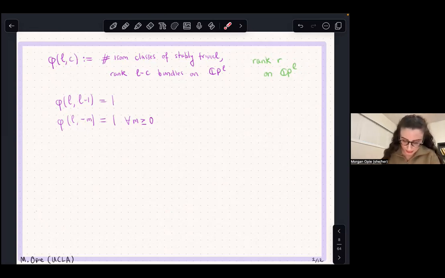So for example, we can compute what this is, and I should say, we're looking at bundles on CP^L for this part of the talk. So this notation always refers to co-rank C bundles on CP^L, or rank L minus C bundles.